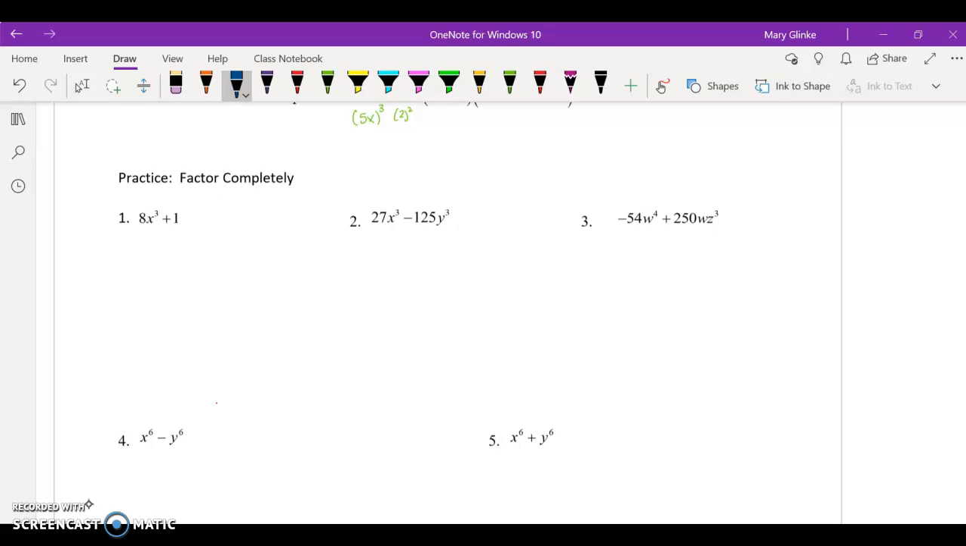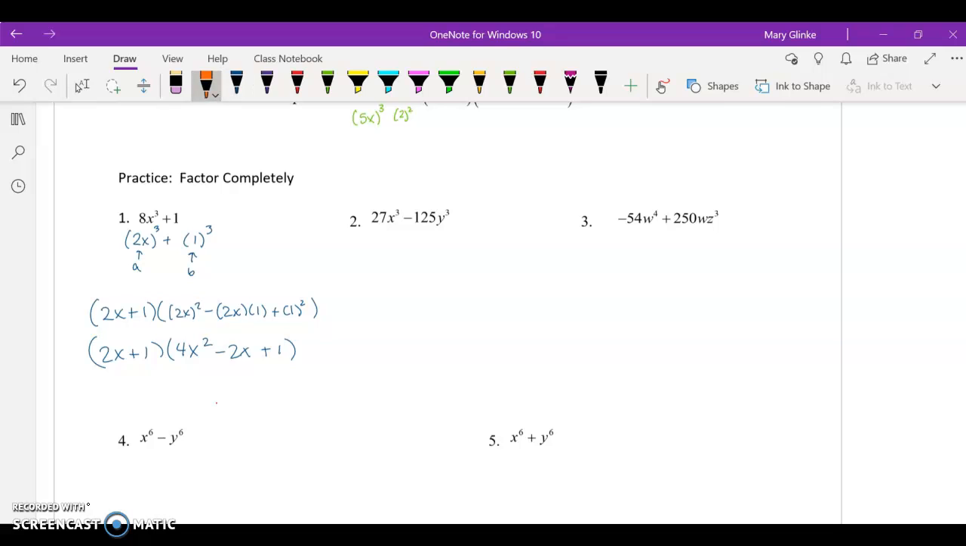So for instance, 8x cubed plus 1. This is going to be 2x quantity cubed plus 1 cubed. So a is 2x and b is 1. So we're going to do a plus b times a squared, here I'm using parentheses, minus a times b plus b squared. So we get 2x plus 1 times 4x squared minus 2x plus 1.